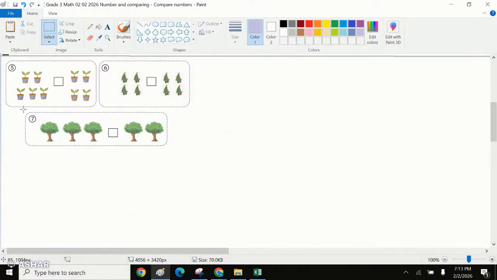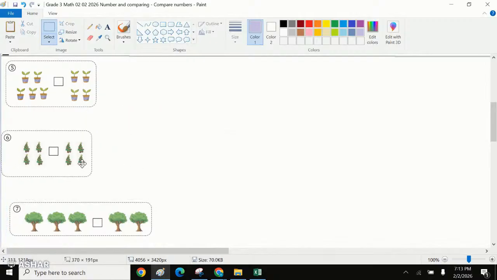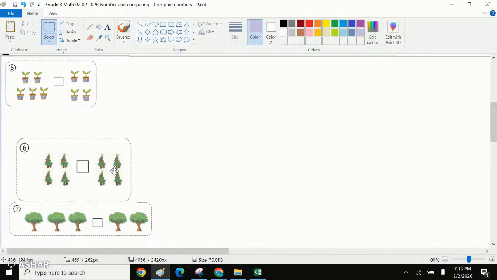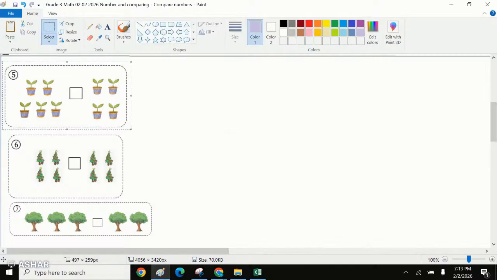So if this is our question number, okay, let's just copy this. This is our question number 9. If we say this is our 9, 10, and 11. So in question number 9, we can count the number of flower pots, right? Or pots, simply the plant pots. That would be question number 10 and question number 11.